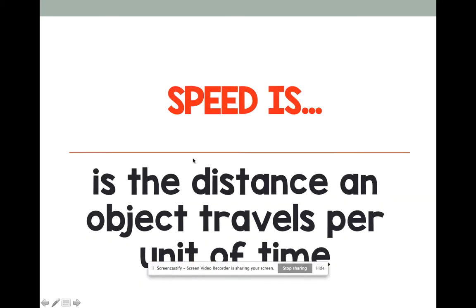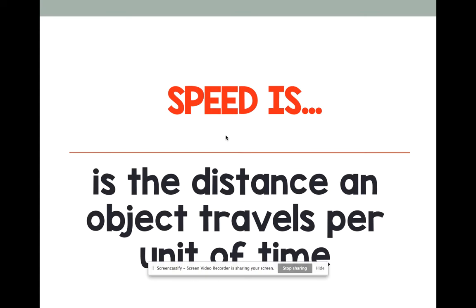Okay, so let's talk about what speed is. Speed is the distance an object travels per unit of time. So we're looking at two main things here with speed: distance and time. These two things combined, distance and time, make up speed. So it's how far an object goes in a certain amount of time.